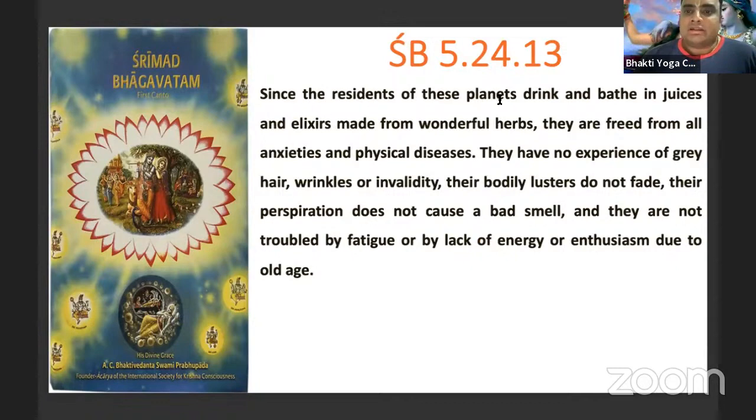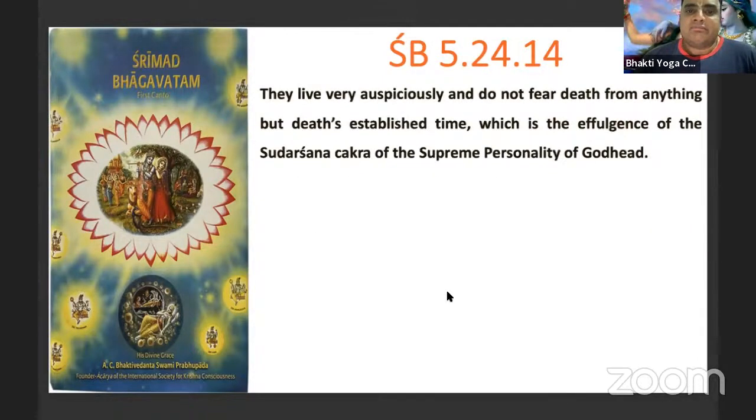Since the residents of these planets drink and bathe in juices and elixirs made from wonderful herbs, they are freed from all anxieties and physical diseases. They have no experience of gray hair, wrinkles, or invalidity. Their bodily lusters do not fade. Their perspiration does not cause a bad smell, and they are not troubled by fatigue or by lack of energy or enthusiasm due to old age. They live very auspiciously and do not fear death from anything but death's established time, which is the effulgence of the Sudarshan Chakra of the Supreme Personality of Godhead.